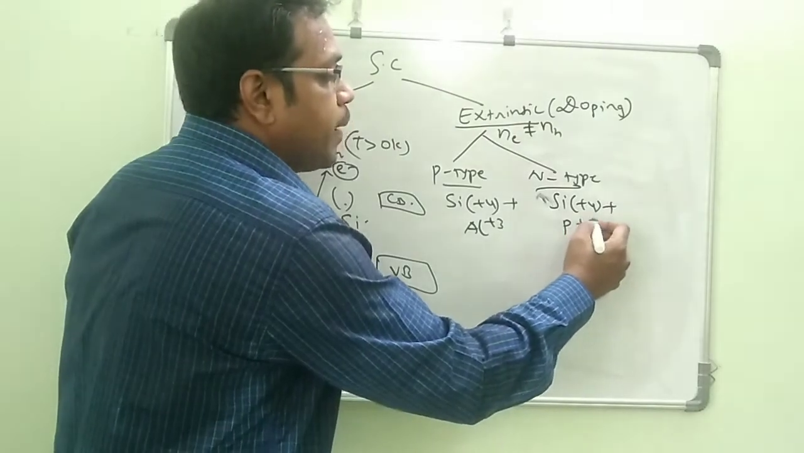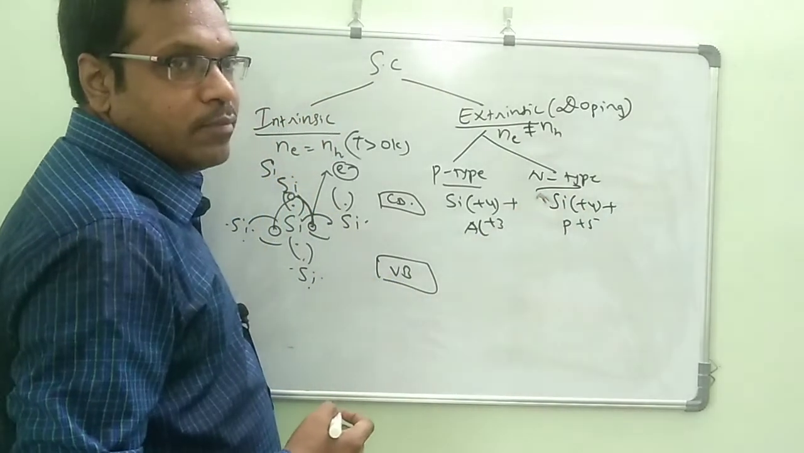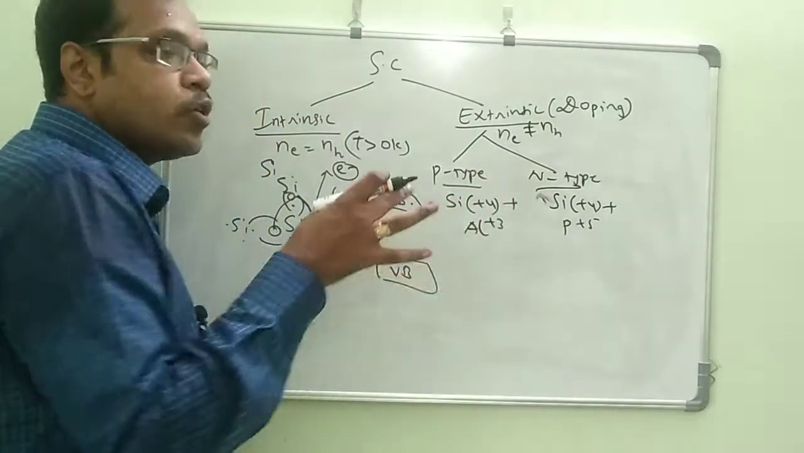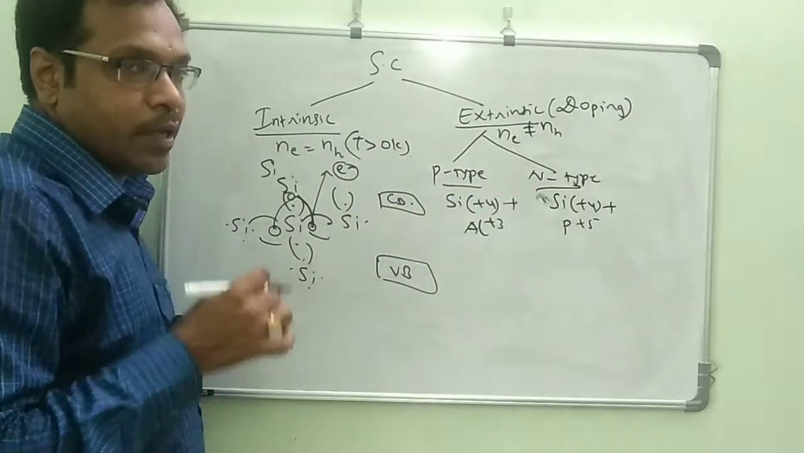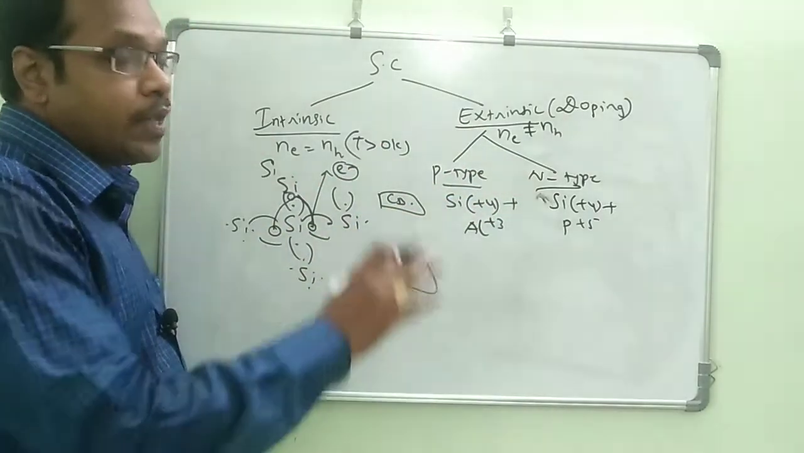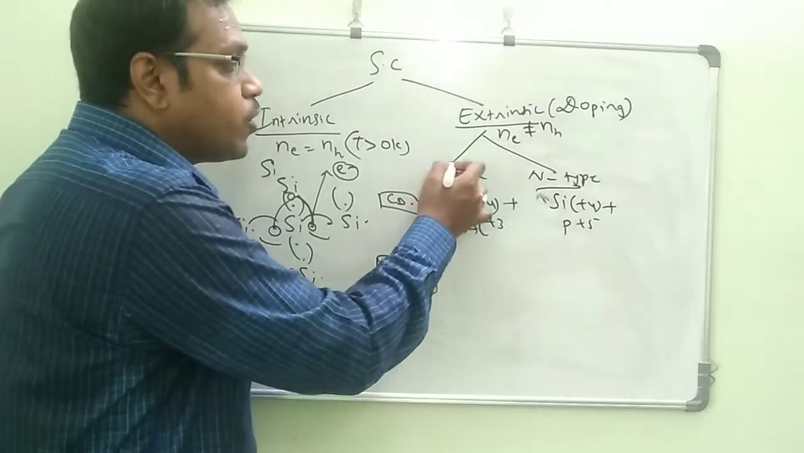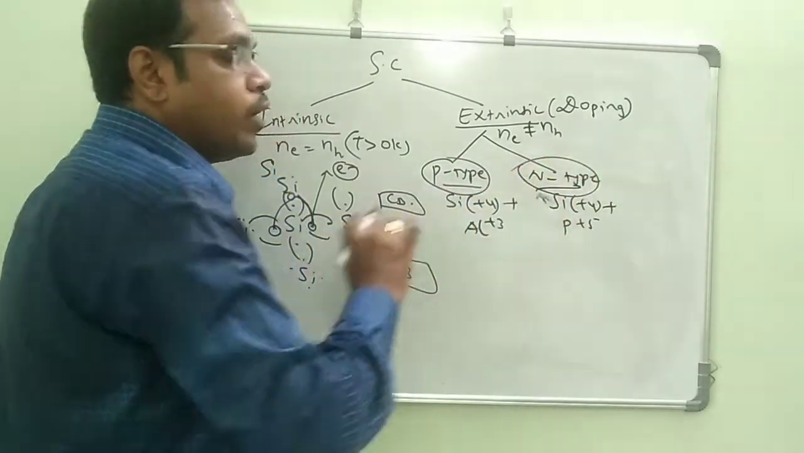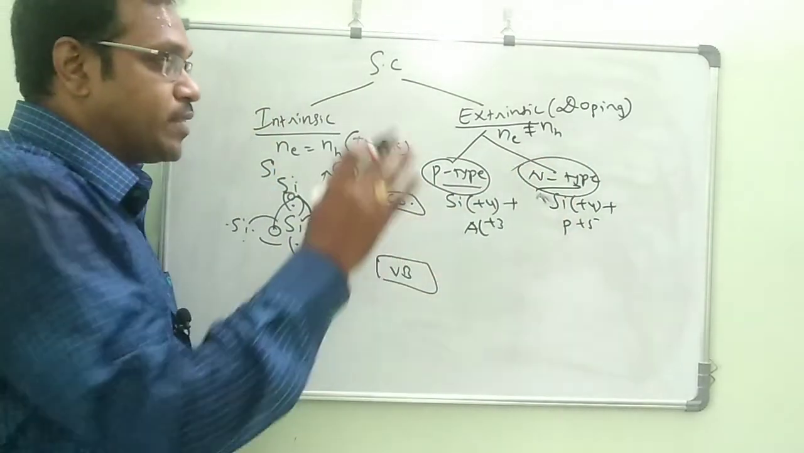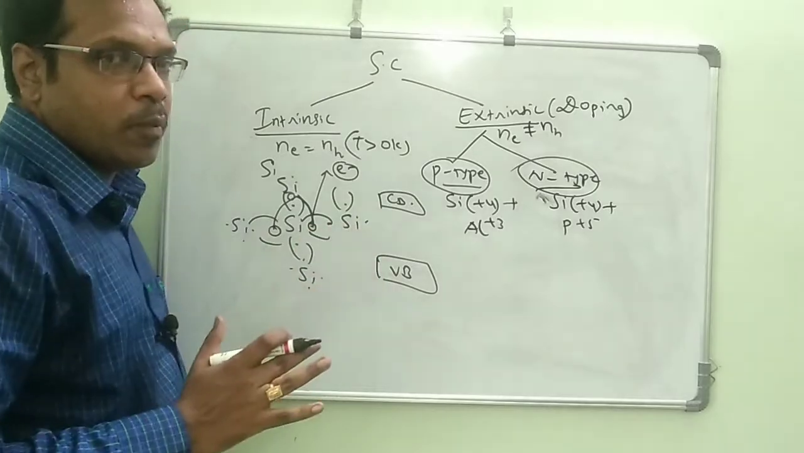And here phosphorus, the pentavalent, should be added. And don't think that P-type is a positive type and N-type is a negative type. The P-type atom is always neutral only. So the net charge on P-type and N-type is 0 only, because an excess number of electrons or holes will be there, no problem.